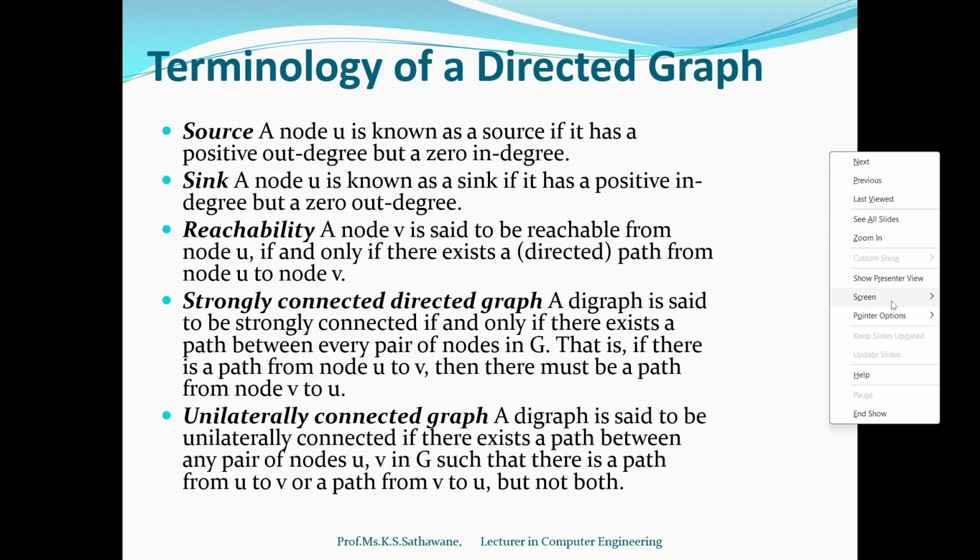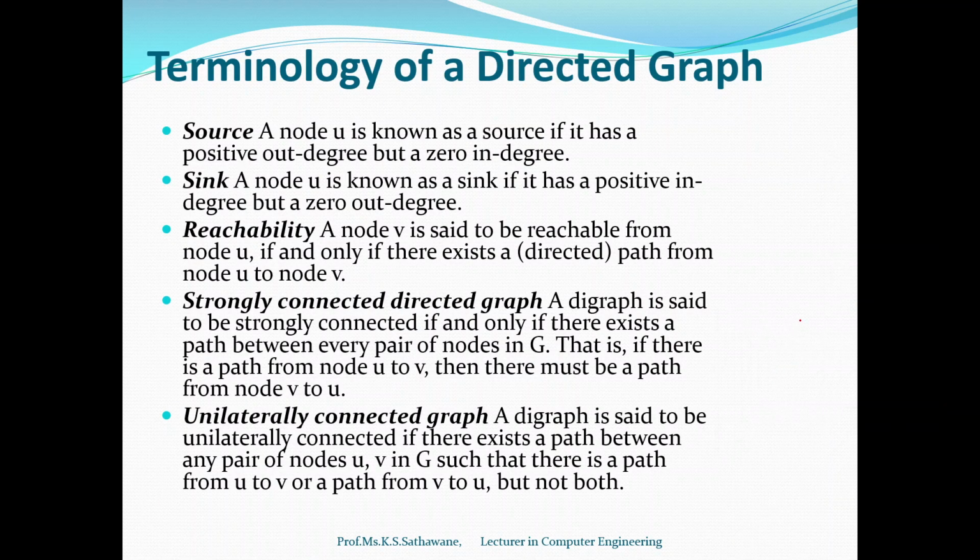Now what is a source? Source means what? A node U is known as a source if it has a positive out degree but 0 in degree. Okay. Means U has some positive out degree, let's say 1. 1 edge is coming out of U but 0 in degree. Then it is called a source. Sink is a node which has a positive in degree but 0 out degree. So suppose there is a node U which has a positive in degree but there is no out degree, or 0 out degree. So it is called a sink.